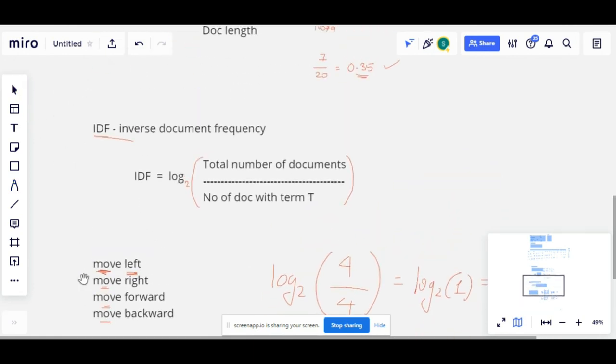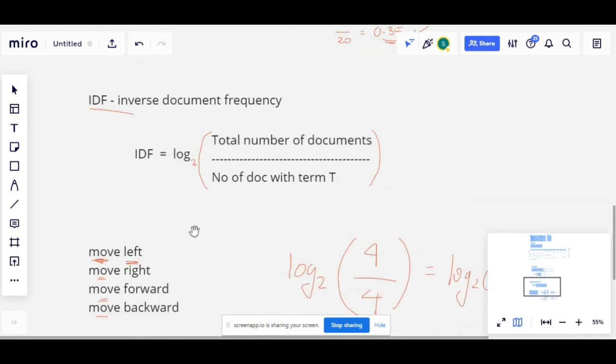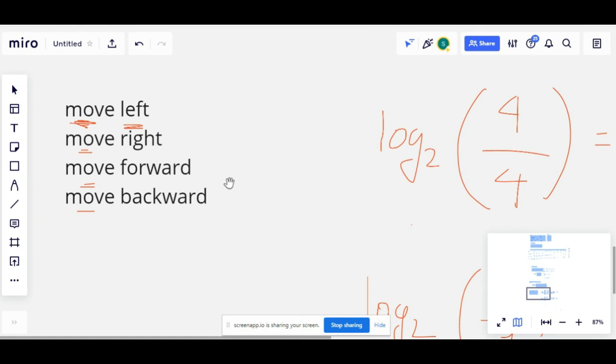So we understood what term frequency is and what inverse document frequency is, but how do they work together? The name of the vectorizer is TF-IDF. It's very simple. First of all, we calculate the term frequency for all the terms. Here, the term frequency for all the terms in each document will be 1 by 2, because each document has a length of 2 and the term appears once, which is 0.5.